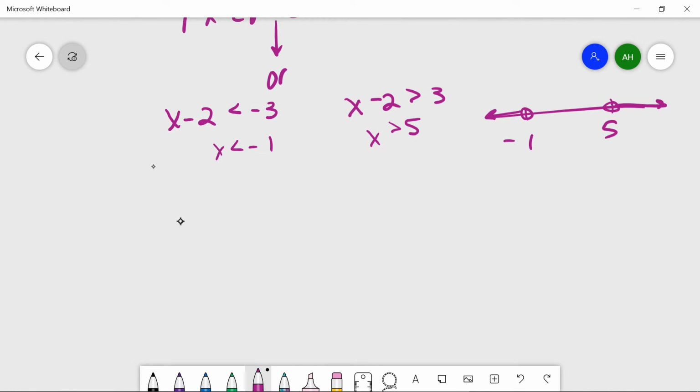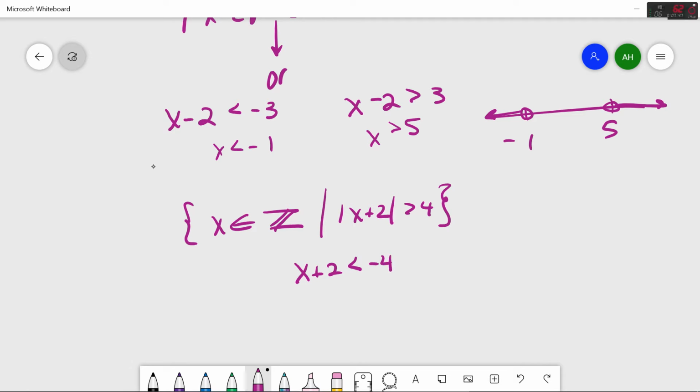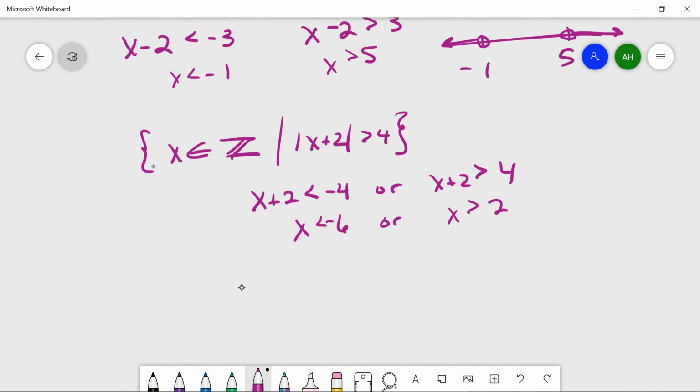Last one here. We're going to have a set: x is an element of Z, the integers, such that the absolute value of x plus 2 is greater than 4. So now we're going to have x plus 2 is less than -4, or x plus 2 is greater than +4. So x is less than -6, or x is greater than 2. I'm going to get my -6, I'm going to get my 2, and this is going to be the 3 and the 4. Down here it's going to be -7 and -8.